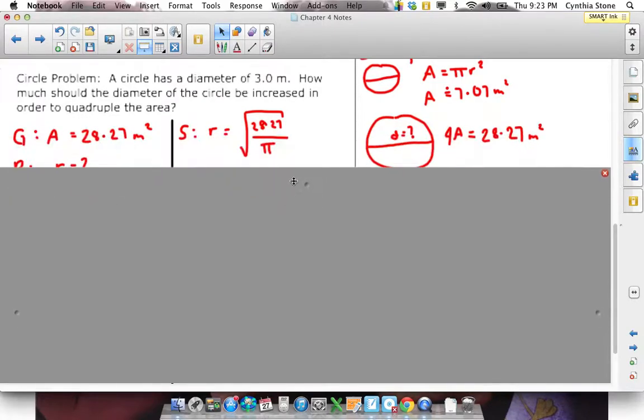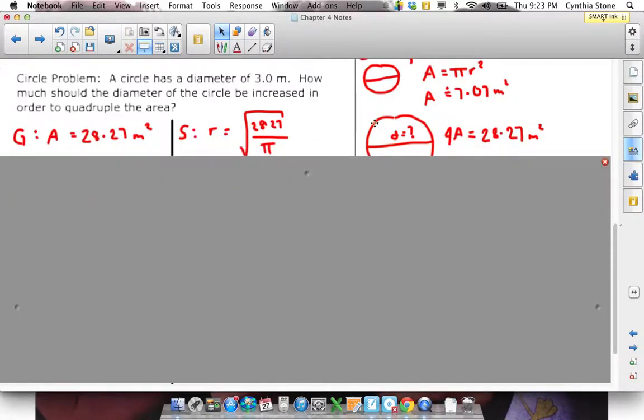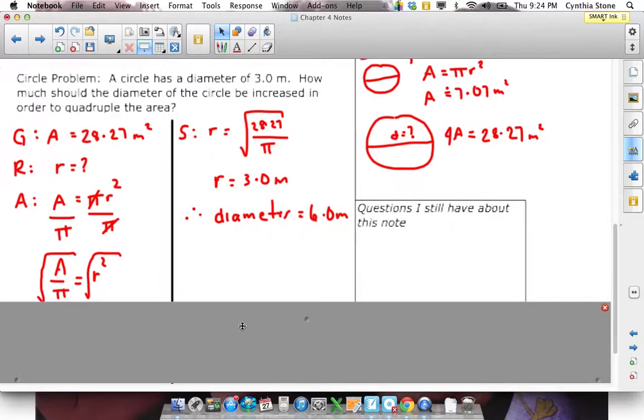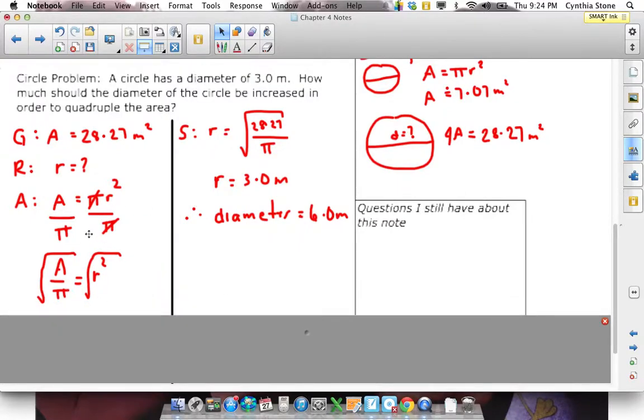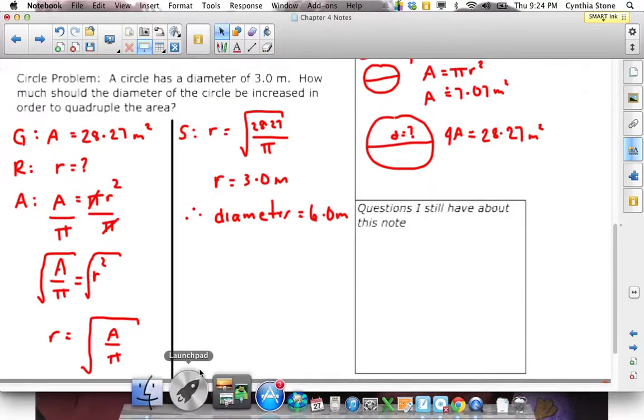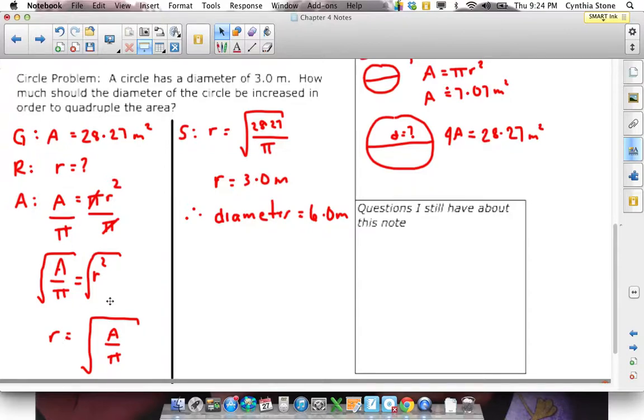So this is my area. 4 times 7.07 is 28.27. I want to find r, so here's my equation. You can see we did this in the last section where you isolate and find an equation just for r. A equals pi r squared, so you divide both sides by pi and take the square root. That leaves us with r equals the square root of area over pi. I happen to know because my daughter's in grade 7 that she's done this equation. So I know you've done this before. This is nothing brand new.